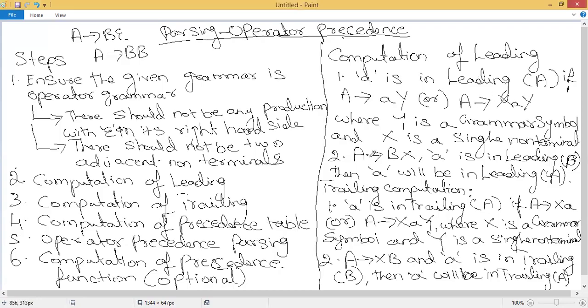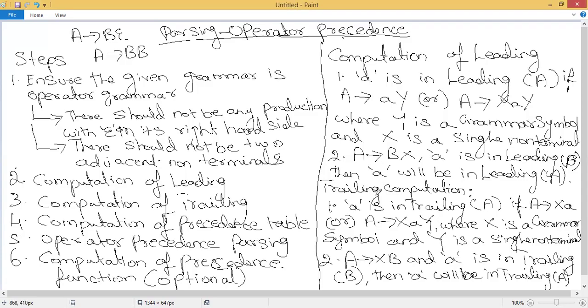There may be a possibility of another format of production rule: non-terminal A tends to non-terminal B X. Here, if terminal a is in leading of B, then that a will be in leading of A. So these are the two important rules in computing the leading position.